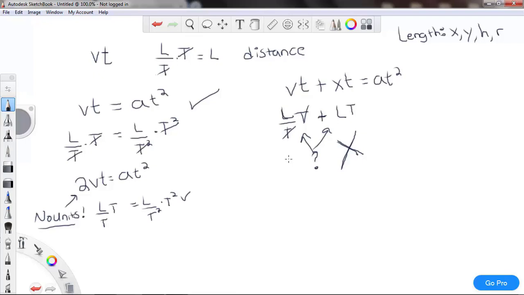That's how we're going to use dimensional analysis. I could do the same thing with units instead of dimensions here. So I could put meters over seconds times seconds plus meters times seconds, and it would work out the same. It still doesn't work. So you can either input the units or you can input the dimensions for dimensional analysis or unit analysis.